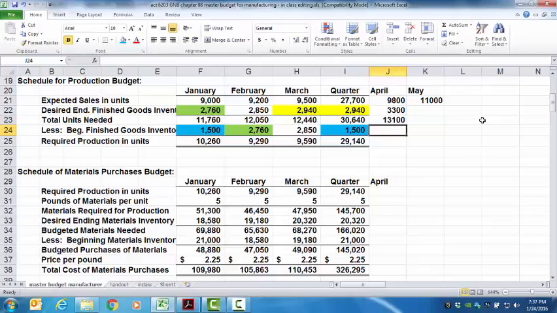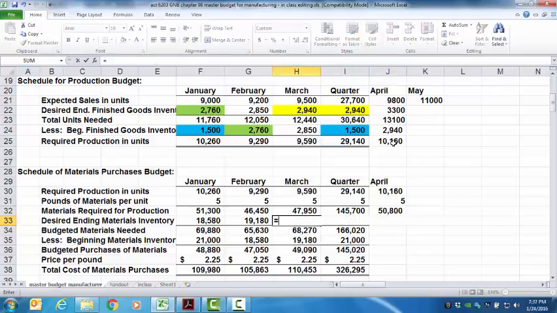So I can add those two. Of course, I get this diagonal effect: the end of March automatically becomes the beginning of April. And then I can just find the difference here. And that says that that's how many units I need to do in April. And of course, when I come down here and then take 5 pounds at each one of those, we have how much we need for April. And then March is simply going to be 40% of that.